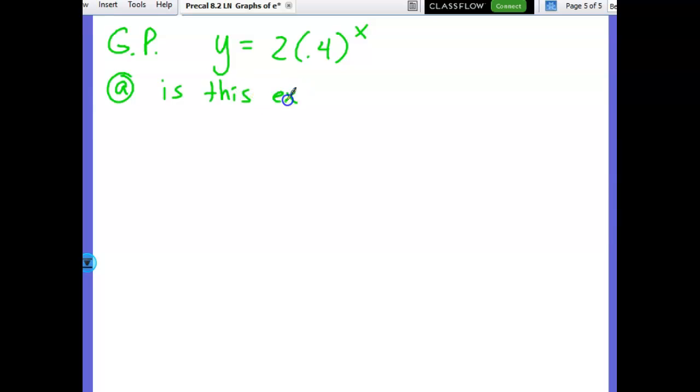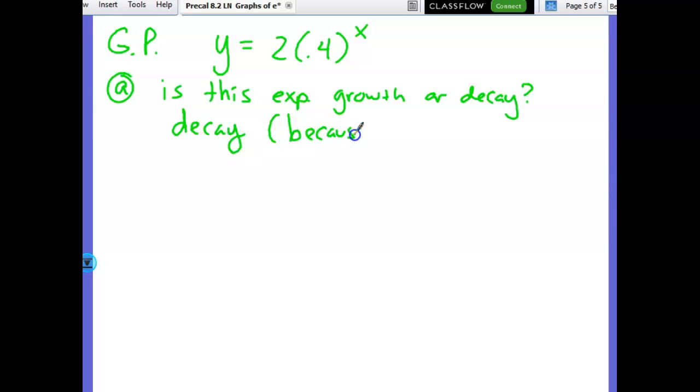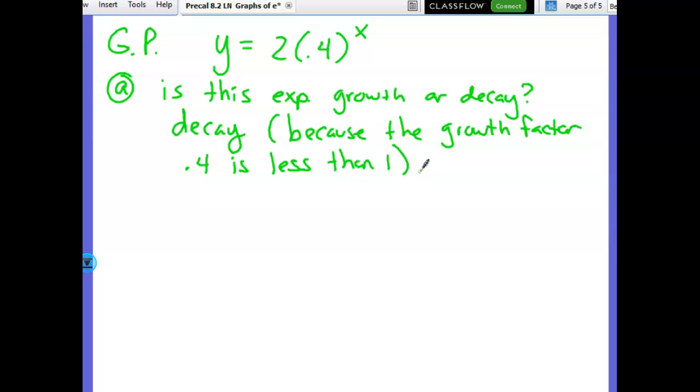Is this exponential growth or decay? What do you guys think? This would be decay. And we should probably put a reason, because the growth factor 0.4 is less than 1. Okay, it's less than 1.